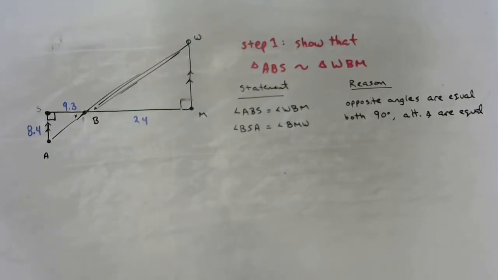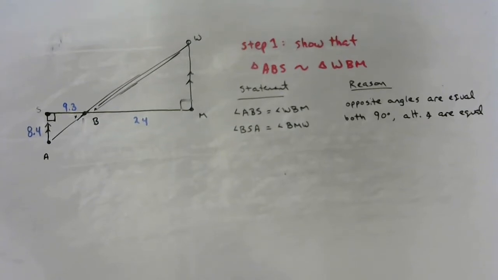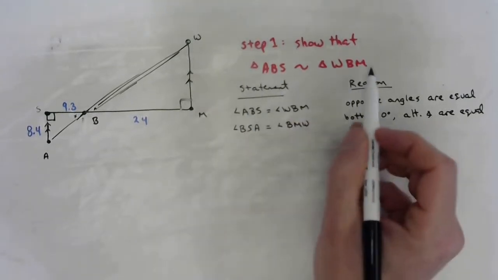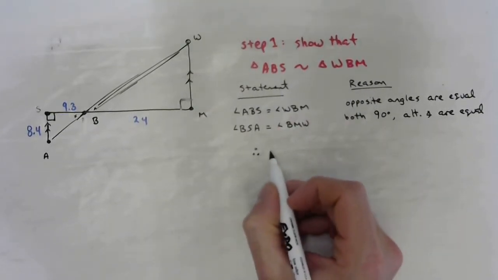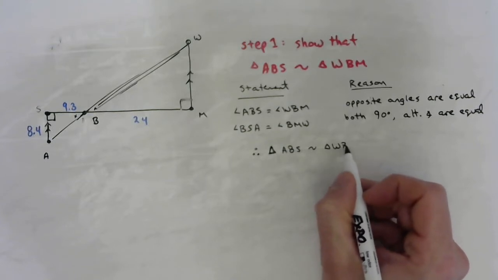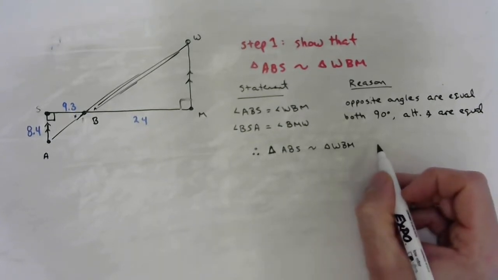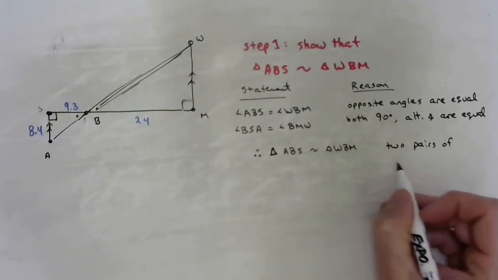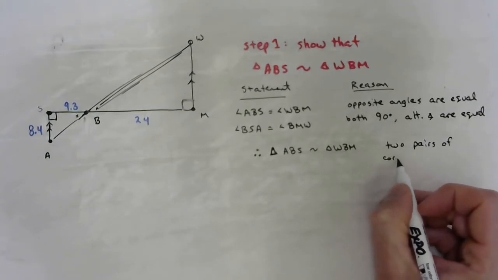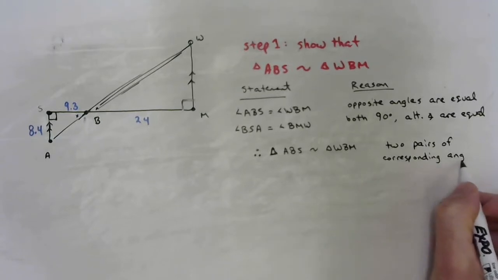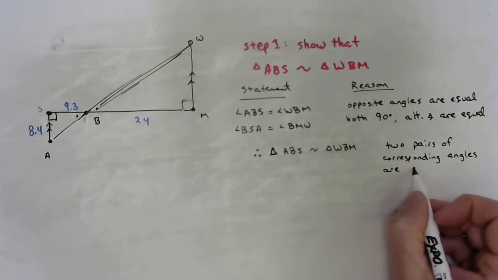Because interior angles add up to 180, we know the third angle is going to be equal, so we don't even need to write that. Now we just simply need to confirm our statement. Therefore, triangle ABS is similar to triangle WBM. And how do we know? Two pairs of corresponding angles are equal.